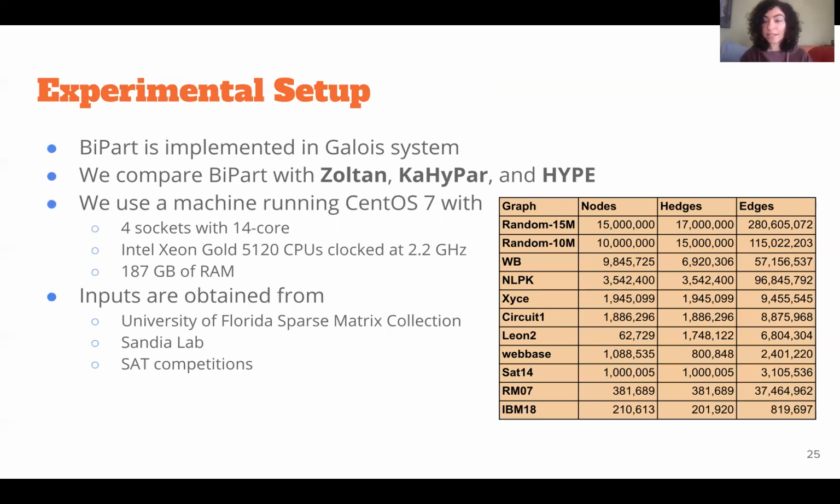We use a machine running CentOS 7 with 4 sockets of 14 cores of Intel Xeon Gold and 187 gigabytes of RAM. All of our inputs are obtained from real-world problems, such as the University of Florida sparse matrix collection, Sandia Lab, and SAT competitions. 2 of our largest graphs, random 15 million and random 10 million, are randomly generated to make sure that we have very large hypergraphs as well.